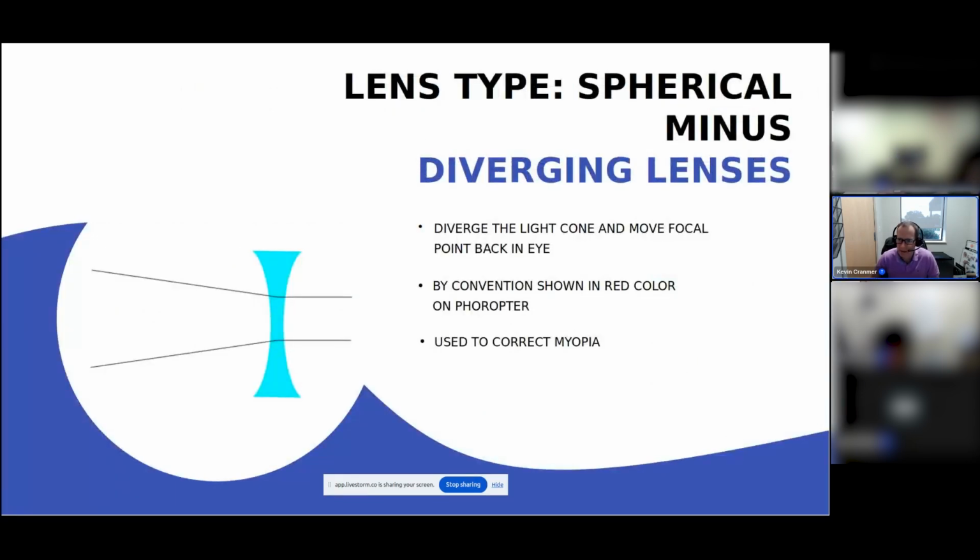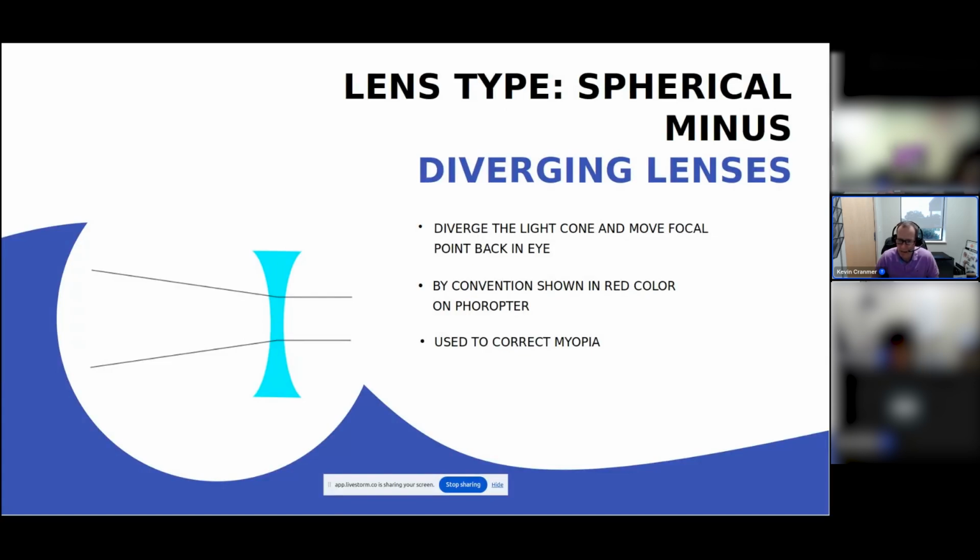The next type of lens is a diverging lens, and that's called a minus lens. By convention, they're shown in red on the phoropter and on loose lenses, and they are used to correct myopia because they diverge the light. And remember that the light coming in the eye is already converging. The eye itself has about 60 diopters of converging power. It has to take those light rays and focus them down from being parallel to being focused less than an inch from the tear film. So the eye has about 60 diopters of converging power.